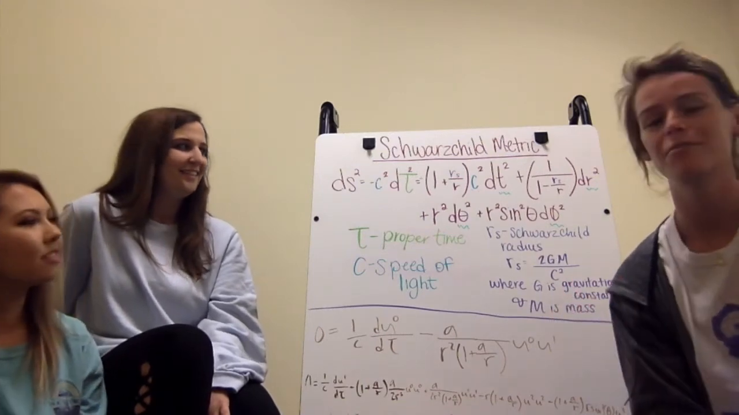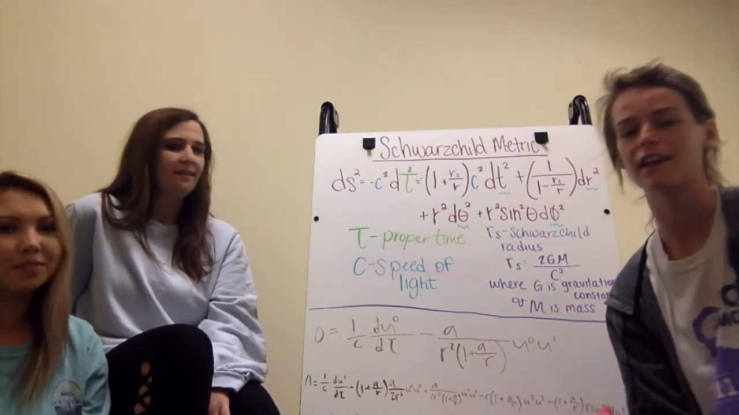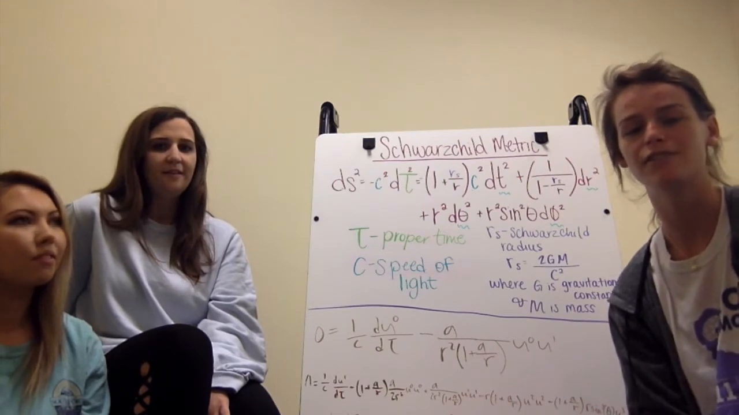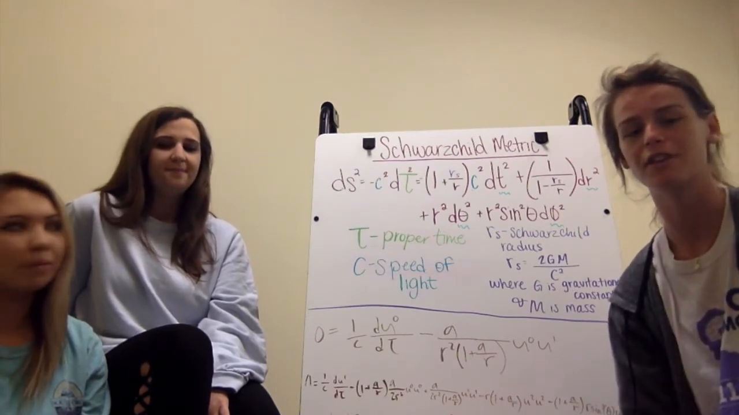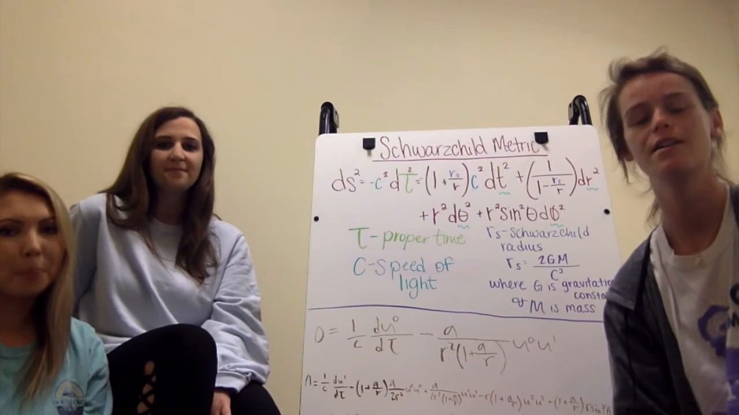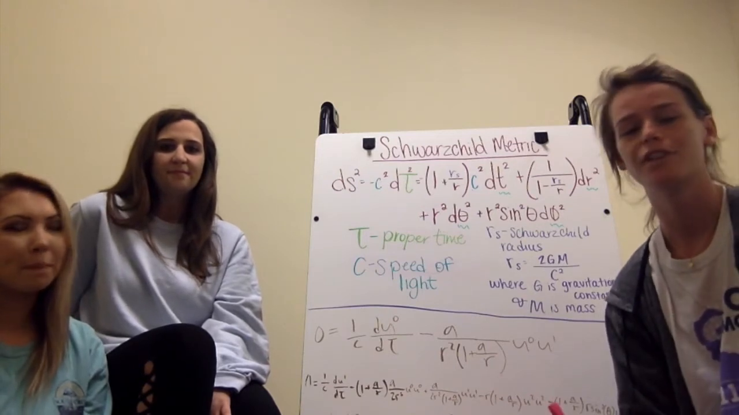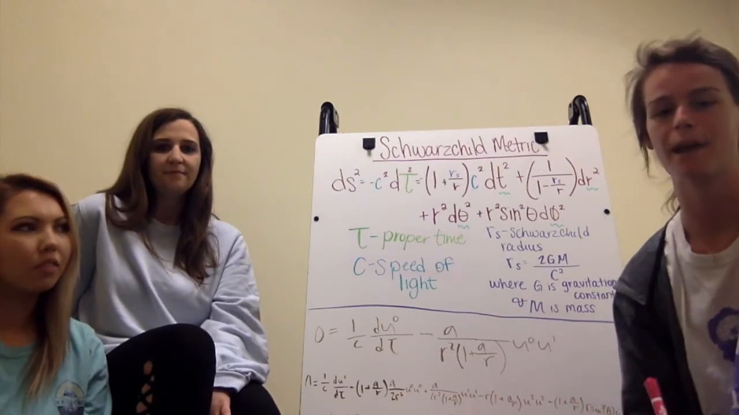The Schwarzschild metric is basically just a solution to Einstein's field equations of general relativity that talks about a gravitational field around a spherical mass.